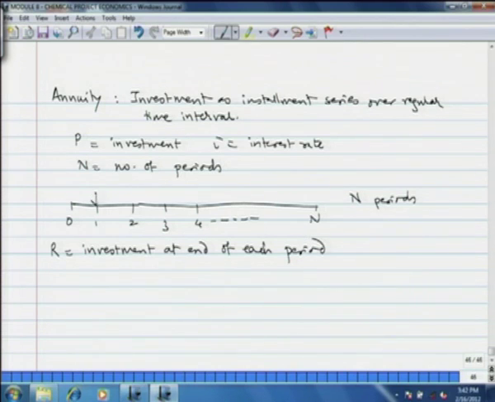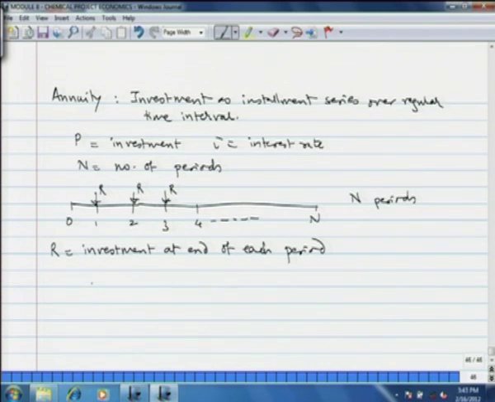So, we make investment at the end of each period, not at the beginning. We open an account at time 0, but make investment at the end of the period. Now, in such cases, the total amount that is accrued in the bank can be calculated with simple summation.